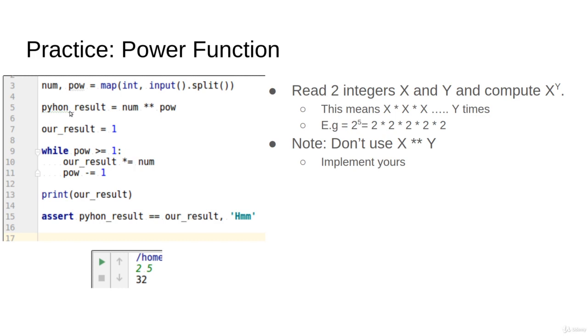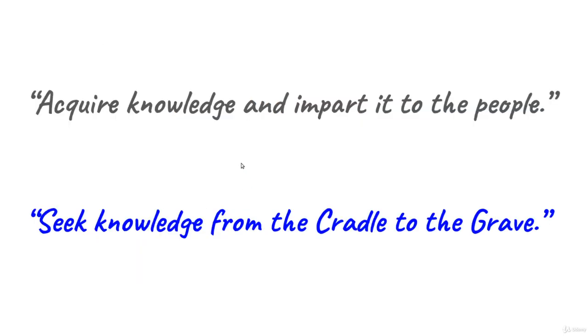So I computed the Python result and computed our result, and I'm saying assert and confirm that the Python result is the same as our result. If this is true, nothing happens. But if this is false, the message is going to be printed. So these are the assert components: the assert keyword, space, no parentheses, space, condition, and then a comma, then another message here. I know the syntax looks weird, but over time you might get used to it. That's all.